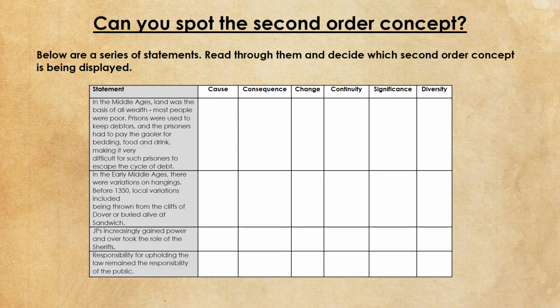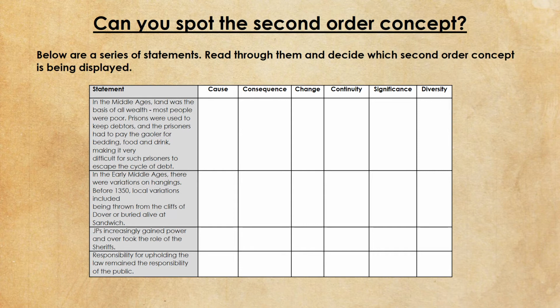So if we read the first one, it says, in the Middle Ages, land was the basis of all wealth. Most people were poor. Prisons or jails were used to keep debtors and people in debt, and the prisoners had to pay the jailer for bedding, food and drink, making it very difficult for such prisoners to escape the cycle of debt. So if you were poor, as most people were in the Middle Ages, and you end up in debt, you go to jail.